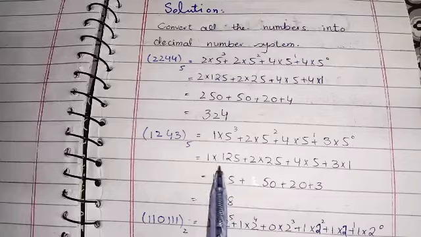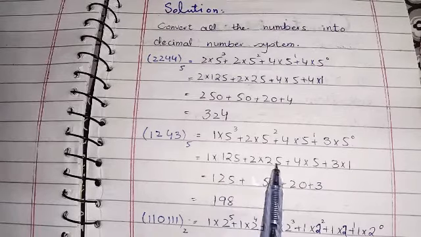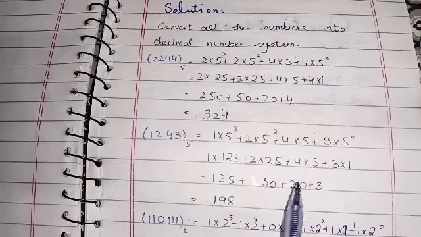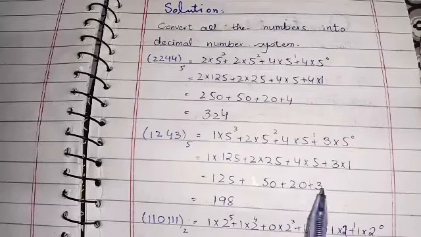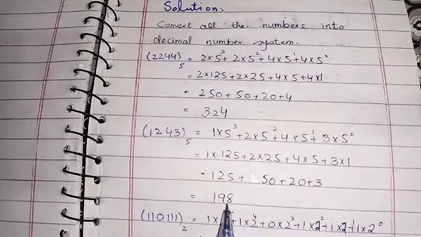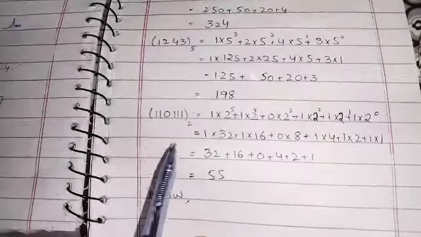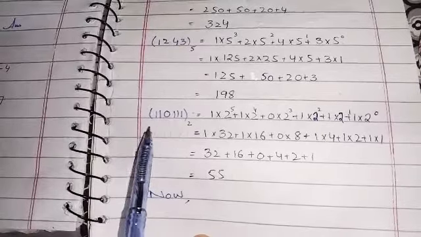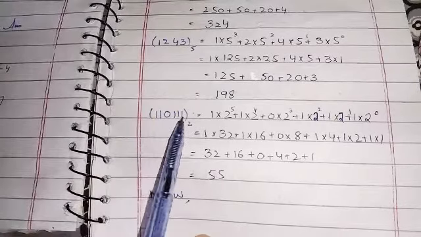Now we will multiply 1 into 125, we got 125, plus 2 into 25 we got 50, plus 4 into 5 we got 20, plus 3 into 1 we got 3. Now we add all the numbers, we have 198. Now students, here is our binary number given to us, 110111 with base 2.